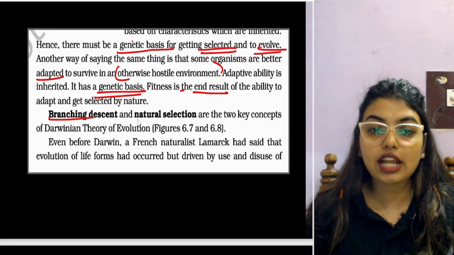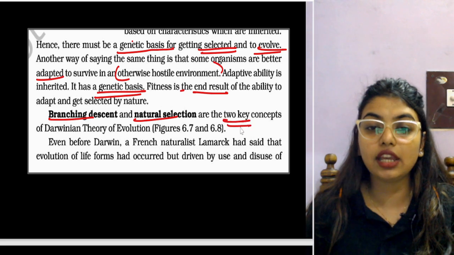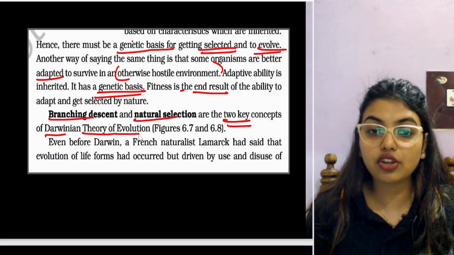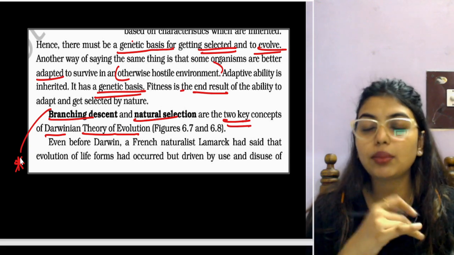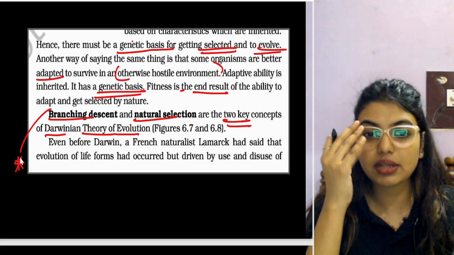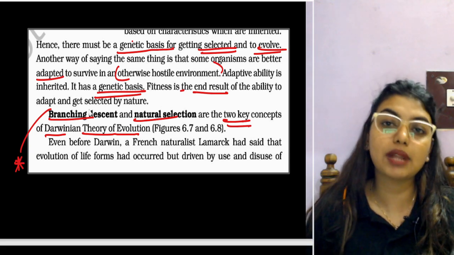Now branching descent and natural selection are two key components of the Darwinian theory of evolution. So students, this is very, very important. Okay, when you talk about Darwin's theory, everyone remembers natural selection, but people forget about branching descent.